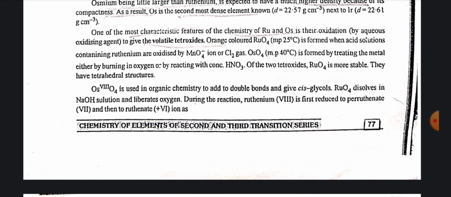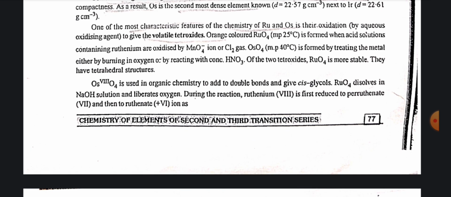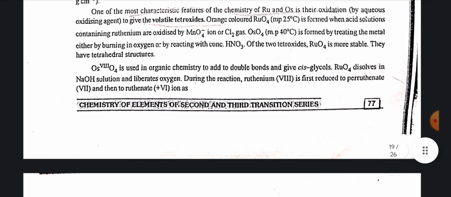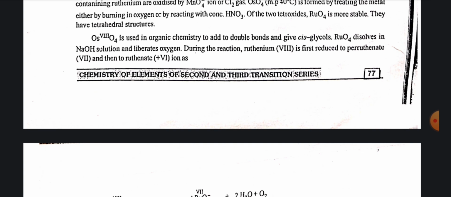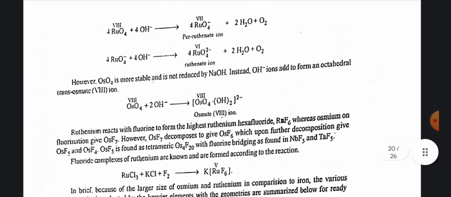One of the most characteristic features of the chemistry of Ru and Os is their oxidation to give the volatile tetroxides. Orange-colored RuO4 is formed when acid solutions containing ruthenium are oxidized by MnO4 negative ion or Cl2 gas. OsO4 is formed by treating the metal either by burning in oxygen or by reacting with concentrated HNO3. Of the two tetroxides, RuO4 is more stable. They have tetrahedral structures.